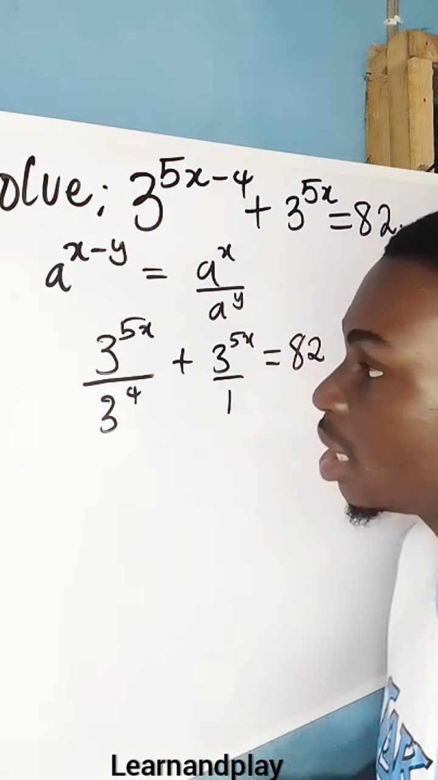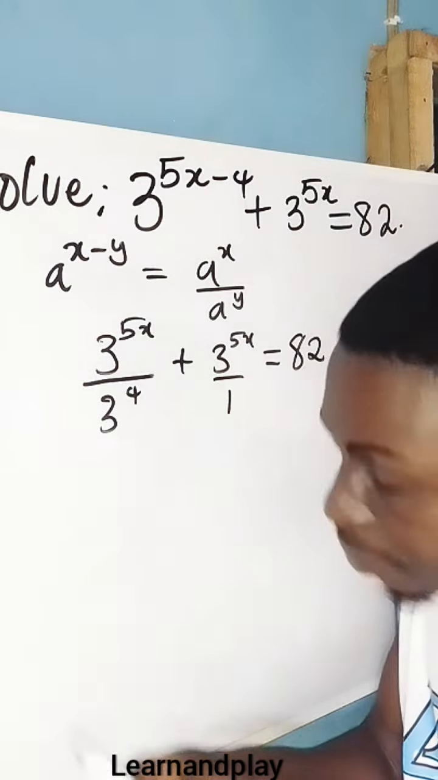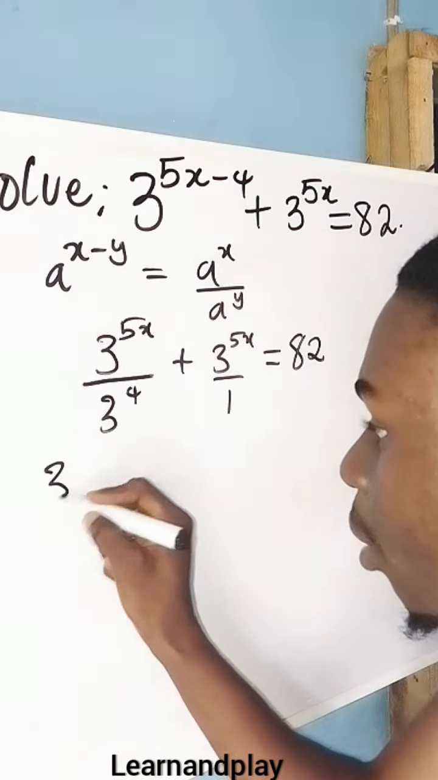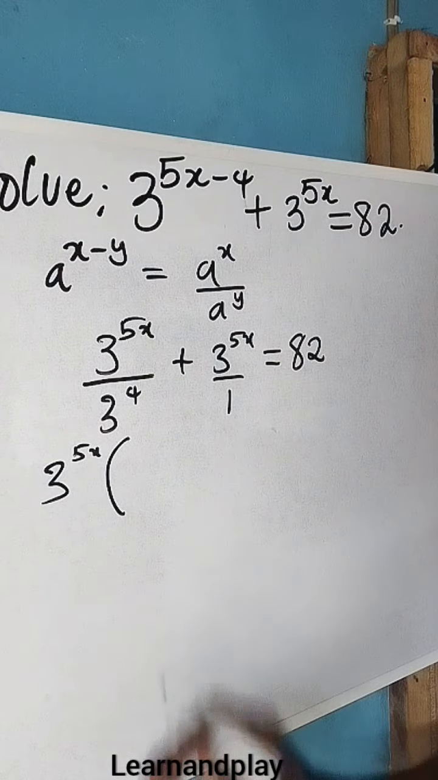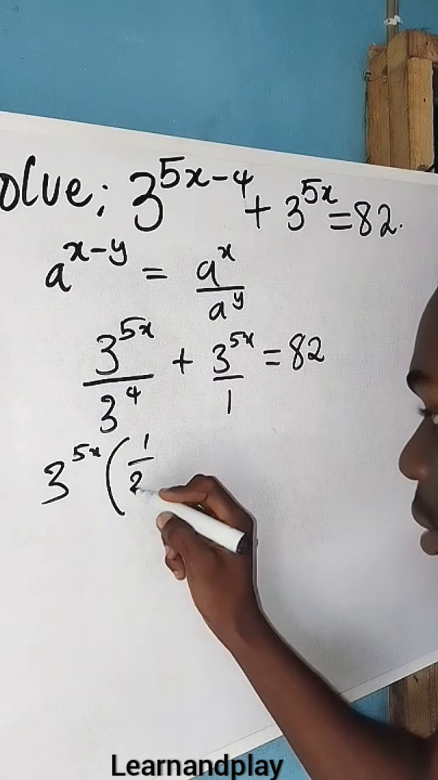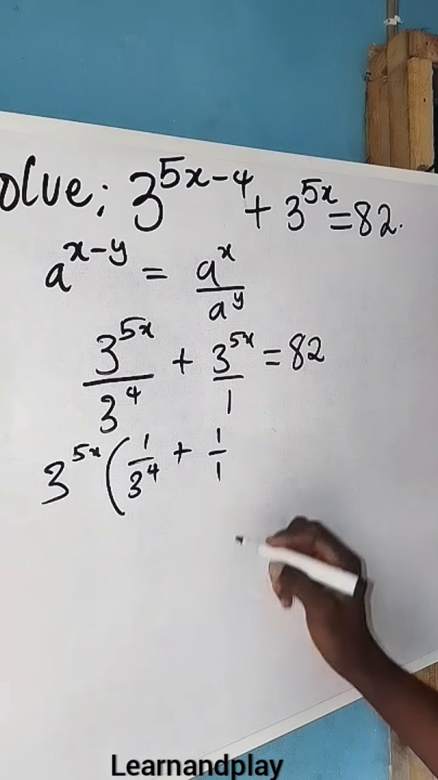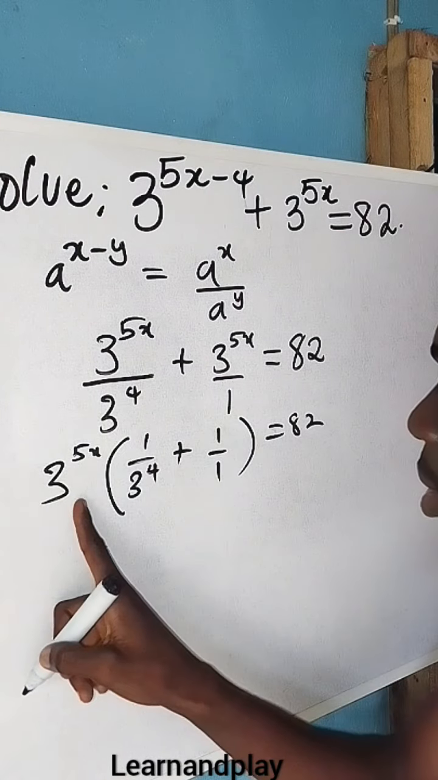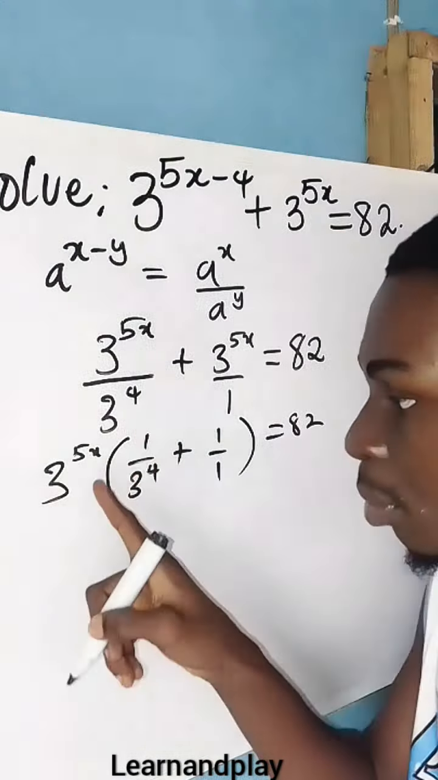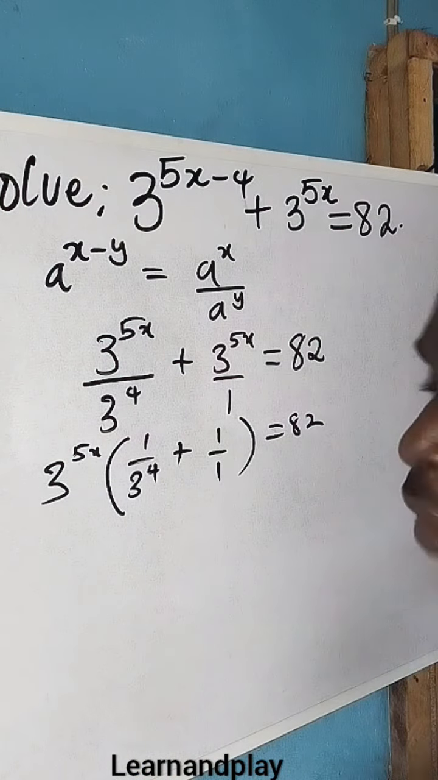So let's factor out 3 to the power of 5x. So we are going to have 3 to the power of 5x multiplied by 1 over 3 to the power of 4 plus 1 over 1. Okay, this is equal to 82, because if you multiply this by this, you are getting this. If you multiply this by this, you are getting the whole of this. Alright, so this is what we are going to do.